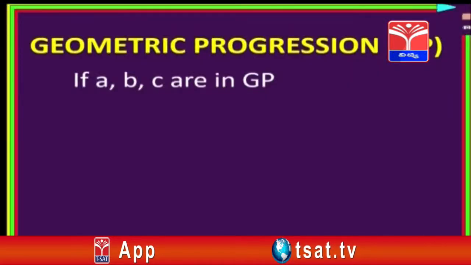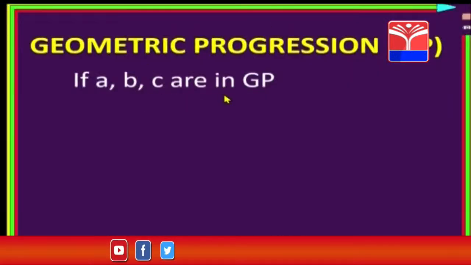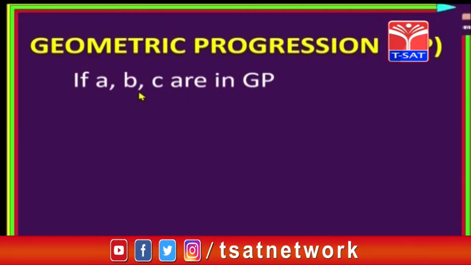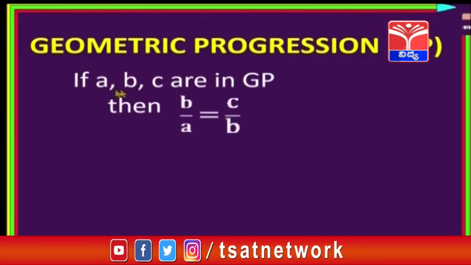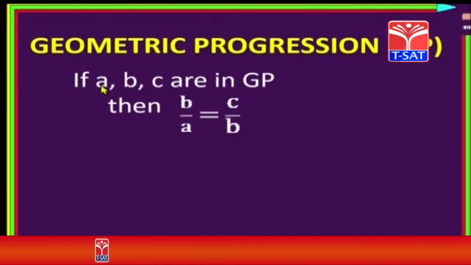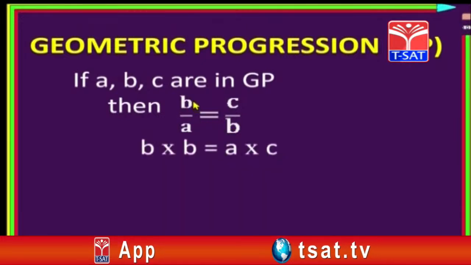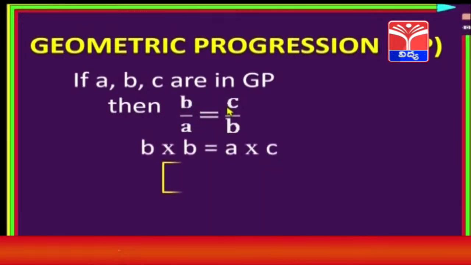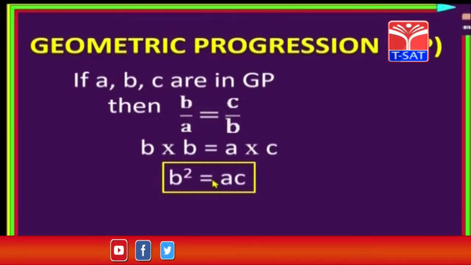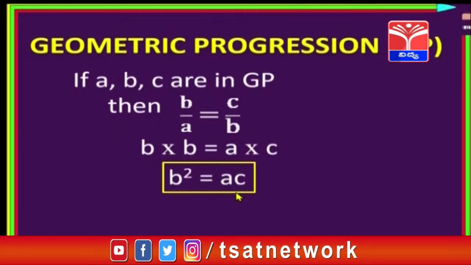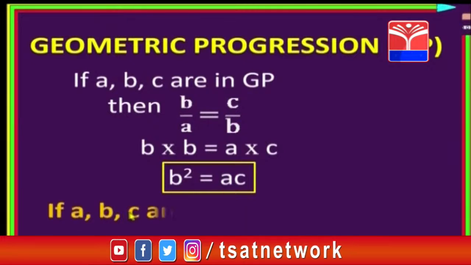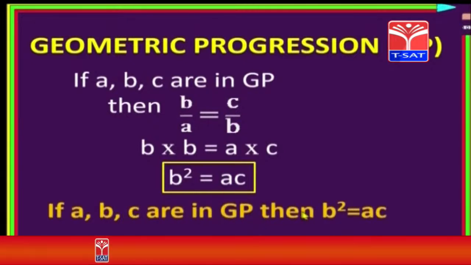We are going to find the relation between three given terms which are in GP. Here let us take A, B, C are in geometric progression. If they are in GP, what is the condition? The common ratio should be same. That means B by A is equal to C by B. Second term by first term is equal to third term by second term. Cross multiplication, we will get B into B is equal to A into C, then B square is equal to AC. So this is the important relation we should remember. If A, B, C are in GP, then B square is equal to AC.